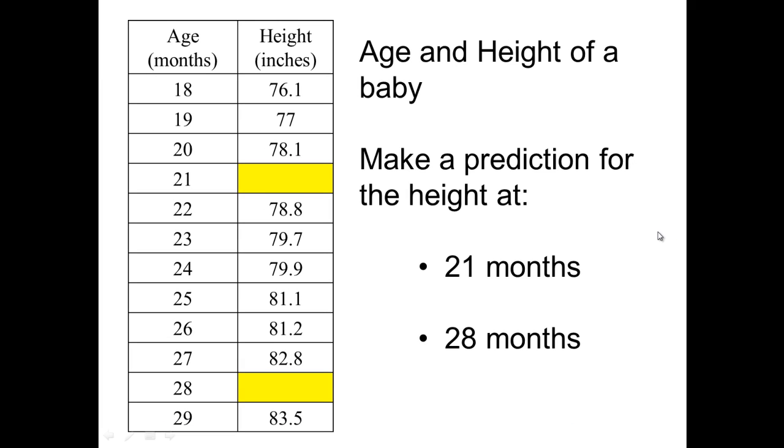So here is our first example. We have here data of age and height of a baby on different months. Our task here is to make a prediction for the height of the baby at age 21 months and age 28 months. First, we are going to solve this using paper and pencil.